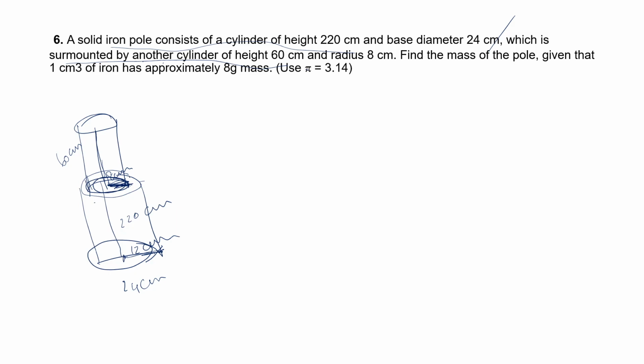So find the mass of the pole, given that 1 centimeter cube of iron has approximately 8 gram mass. You have to find the weight of this. Suppose 1 centimeter cube of iron. It is made of iron. So 1 centimeter cube means volume, right? So 1 centimeter cube volume of iron is 8 gram.